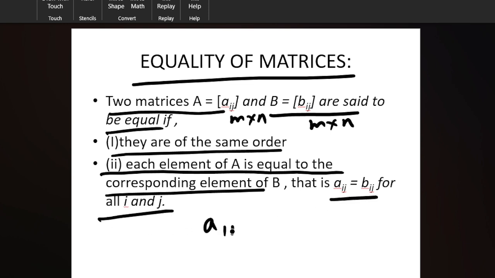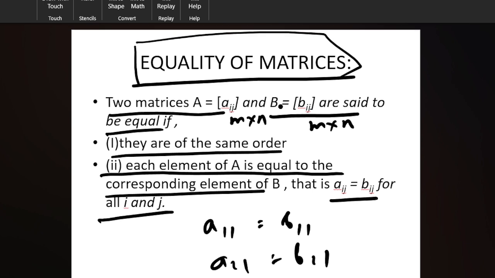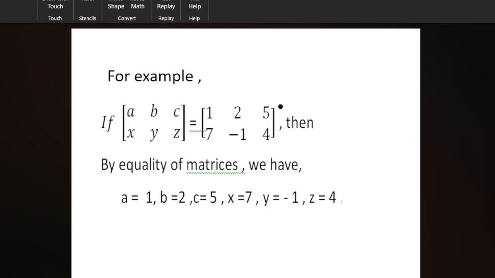That means a11 equals b11, a21 equals b21, etc. So this equality of matrices is very important. Next, for example, we are taking two equal matrices. You can identify the order here. We have two rows and three columns. Here also two rows and three columns. So this is 2 by 3, and this is also 2 by 3.